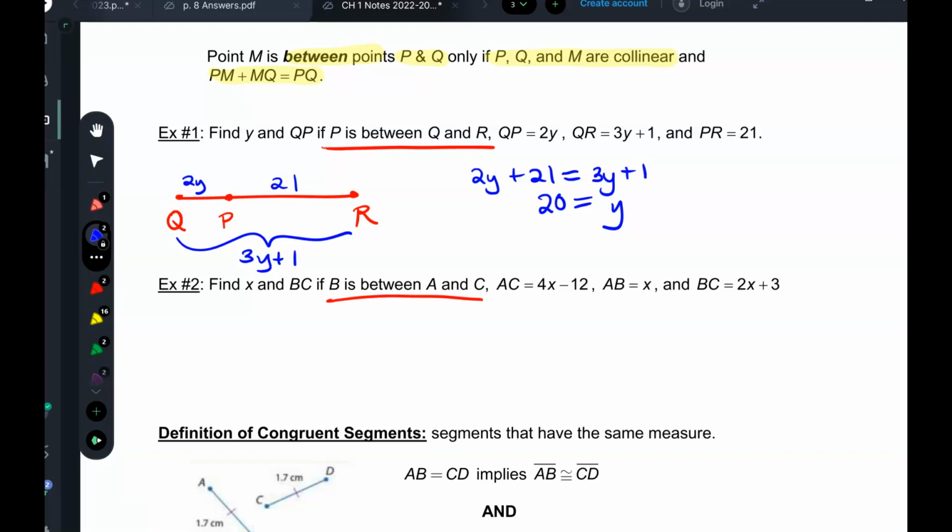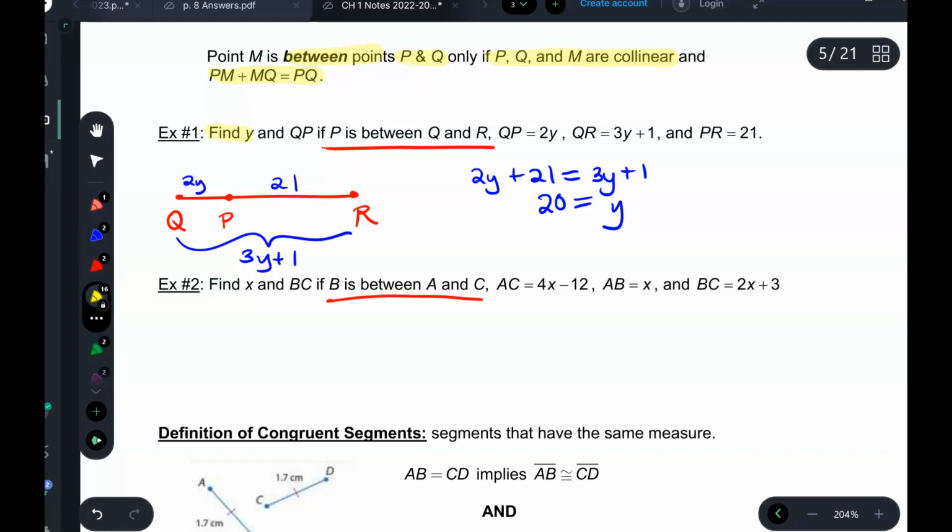One of the things in geometry is we always want to make sure we go back and read the sentence. What are we finding? We're not just finding y, so I'm going to circle that. That's part of my answer.